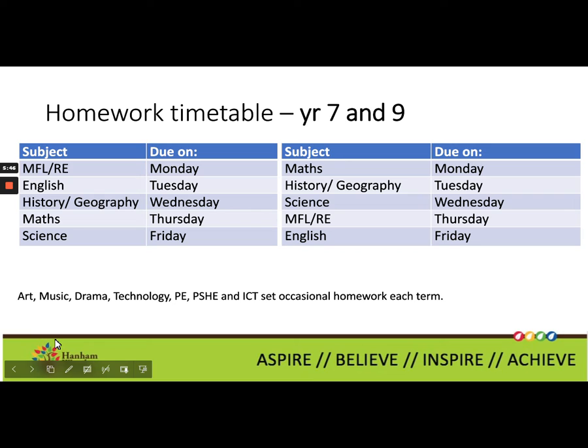Now, there's a homework timetable, and this has been stuck in the front of the homework books that your child has got. So it's a yellow book for their homework book. On the left is the Year 7 homework timetable. Because we obviously teach quite a lot of subjects, we've chosen the key core subjects there: MFL, which is the languages, so either Spanish or French, depending on what your child is taking, and then religious education. Those two subjects alternate between themselves, so one will set it one week and one will set it the other week. That's due on a Monday.